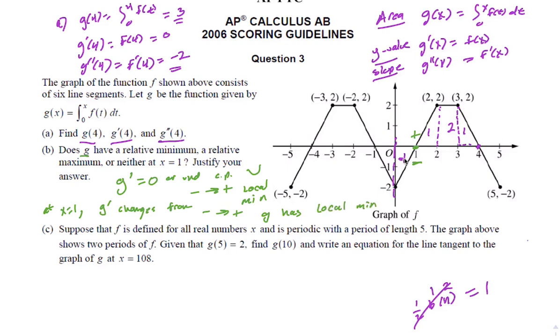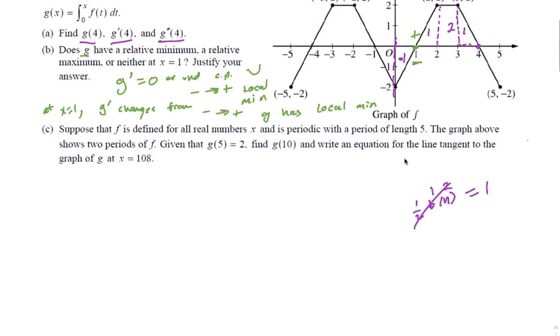Right, so again, something to that effect. It's going to be exactly those words, but something to that effect where you say, hey, I know it changed from negative to positive. That's why it's a local min. So there's that one. Let's go to the next one here.